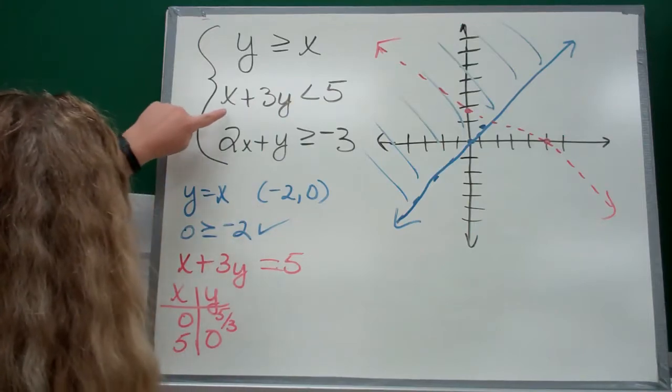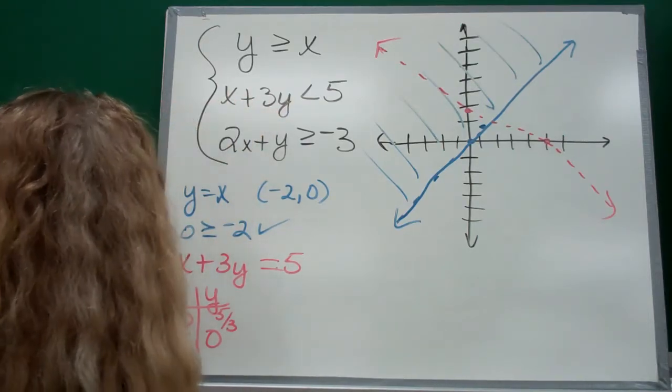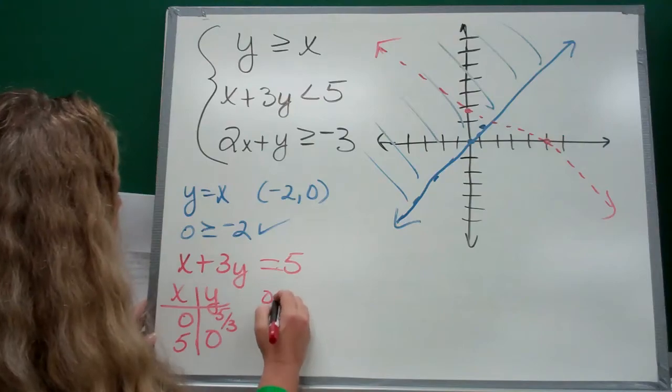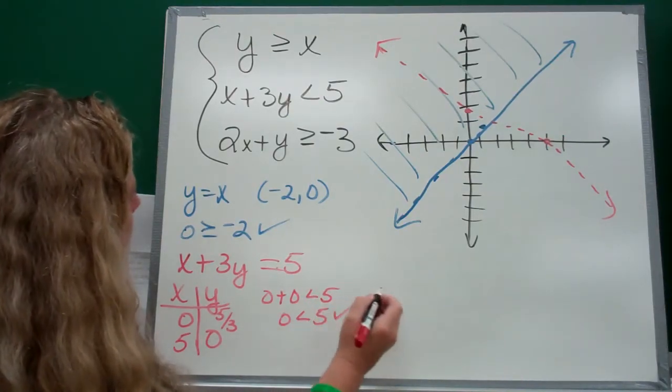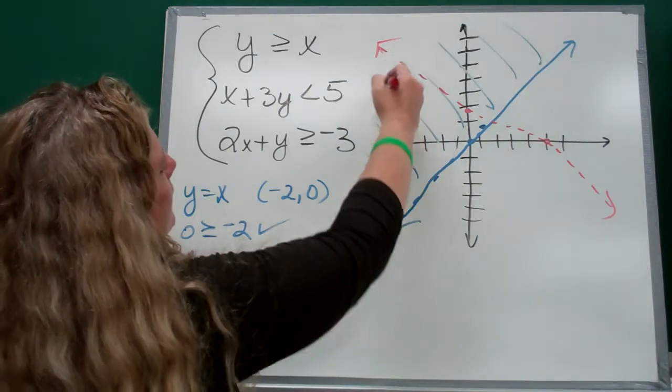And test point, 0, 0. Is 0 plus 0 less than 5? Yes, it is, because 0 is less than 5. Check. So we shade this side.